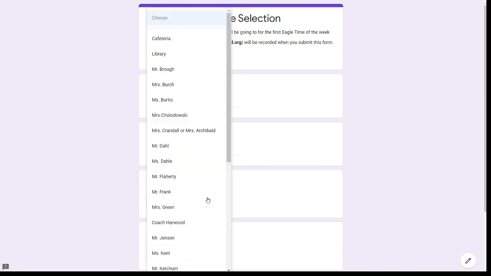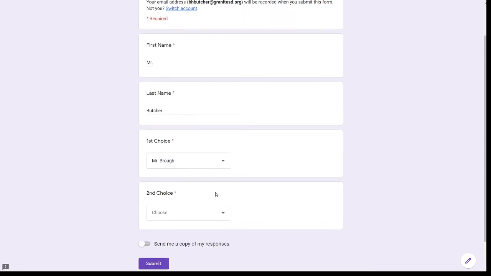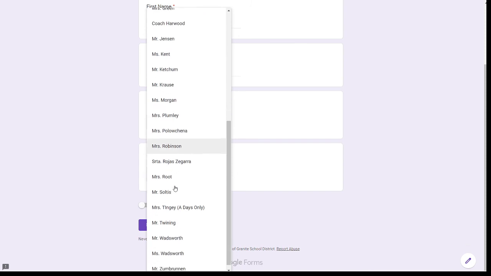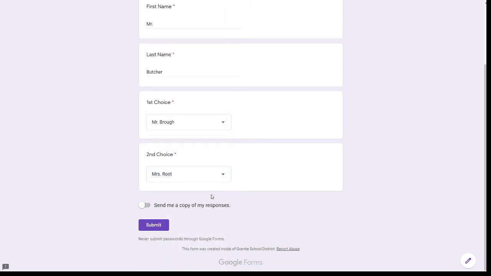Your first choice. And now there are limits to the amount of people can be in each class. And right now it's 20 or 25. I can't remember. But when 20 people choose or 25 people choose that teacher, that option is no longer available for you. So you want to get your plan done. You want to get here quickly and choose your teacher. So I'm going to go ahead and choose Mr. Bruff because that's who I picked. My second choice is going to be Mrs. Root. And then I'm going to go ahead and submit it.